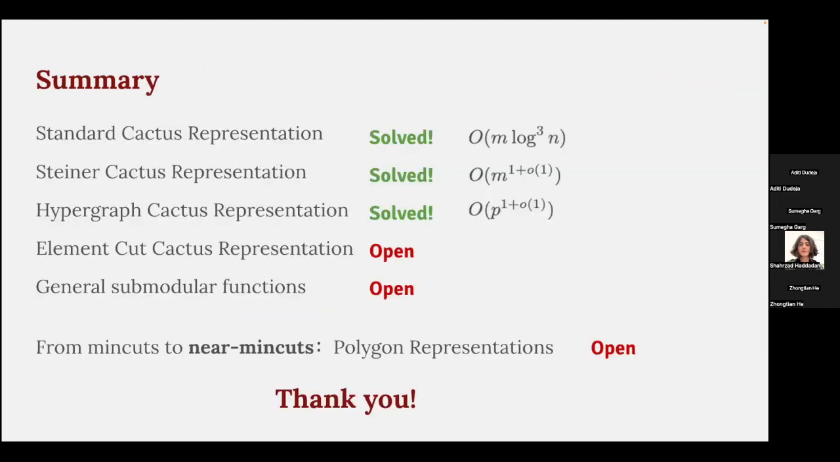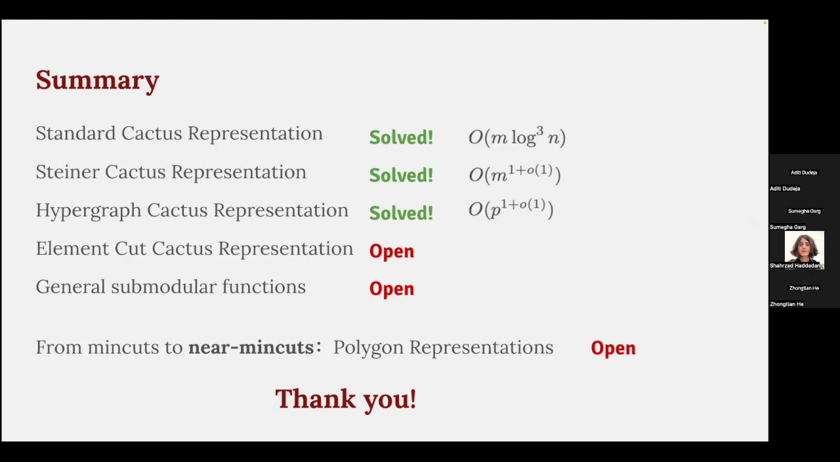So that's all in this talk, just a quick recap. We have solved the standard Cactus representation, with a log cube time randomized algorithm and a near linear time deterministic algorithm. For the Steiner and hypergraph Cactus representation, we do it in almost linear time. It remains open for element cut Cactus and general submodular functions.